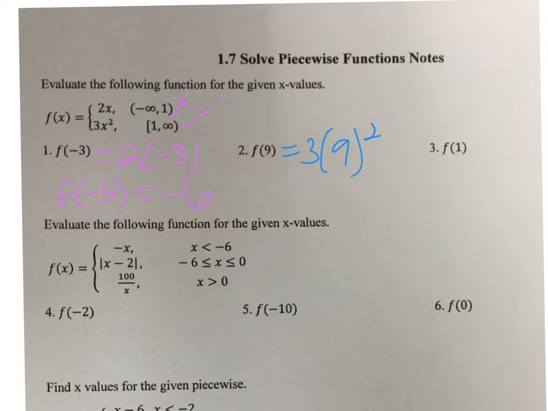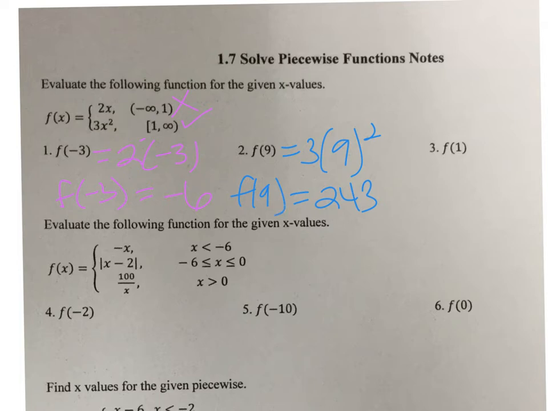Now, the calculator will do this for you, but if you make sure to use PEMDAS, you can do it by hand. And so really that's 3 times 81 because you have to do exponents before you multiply. So 3 times 81 is 243. And that's what f of 9 is.